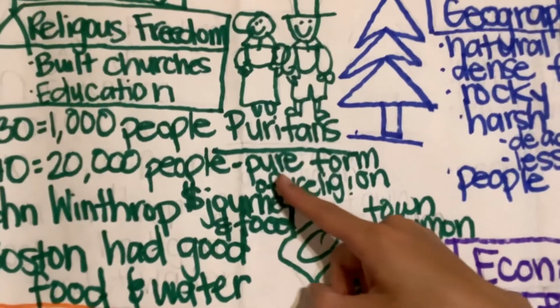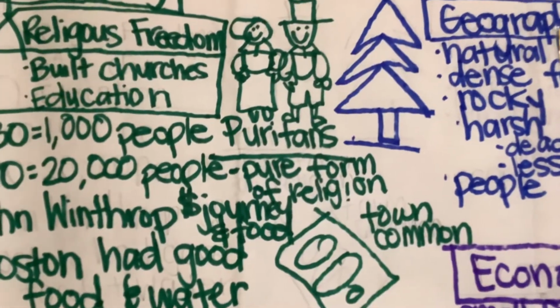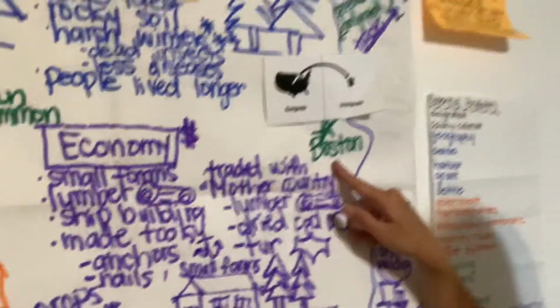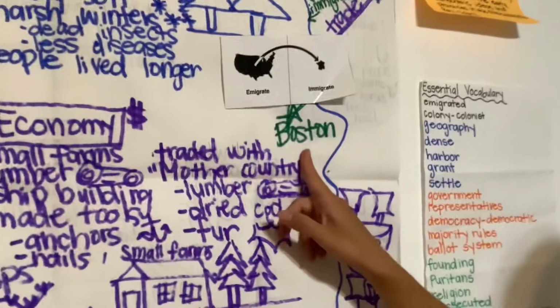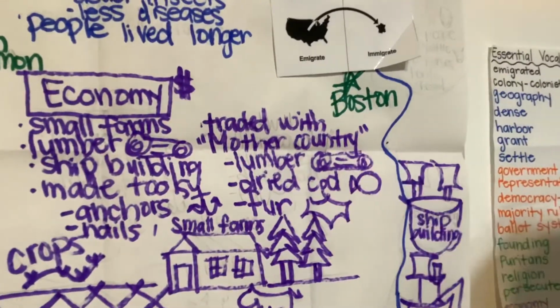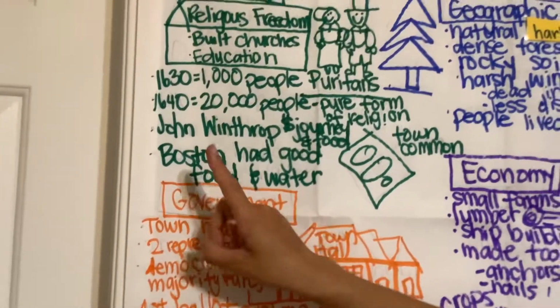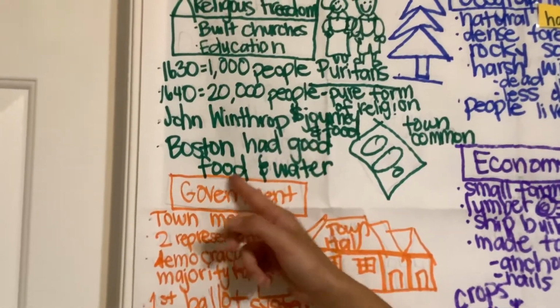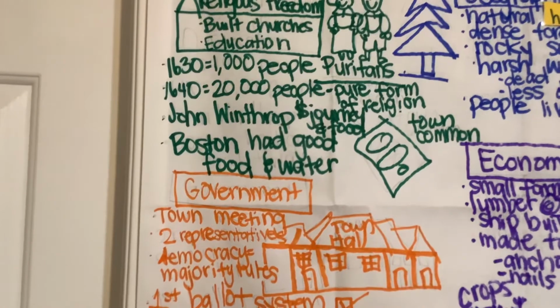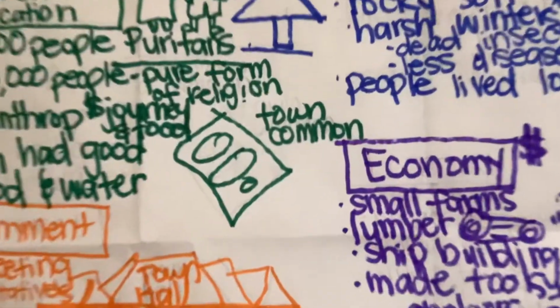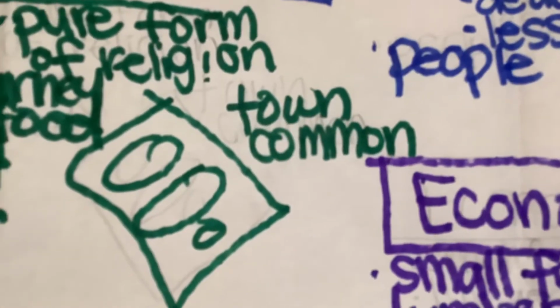Read that with me. Pure form of religion. These Puritans settled in Boston. Read this with me. Boston. They settled in Boston because Boston had good food and water. Read this with me. Boston had good food and water. And Boston was known as their town common. Read that with me. Town common.